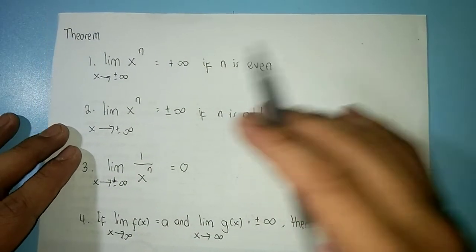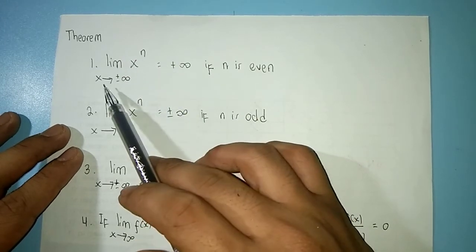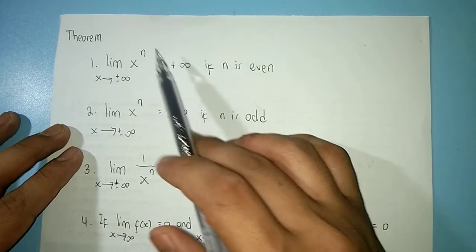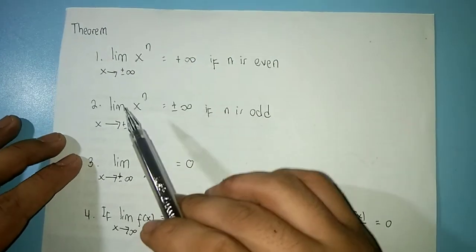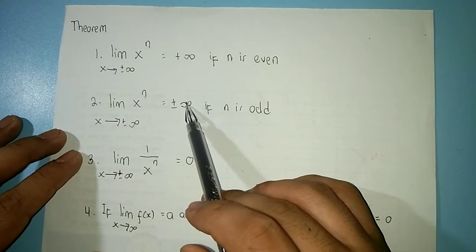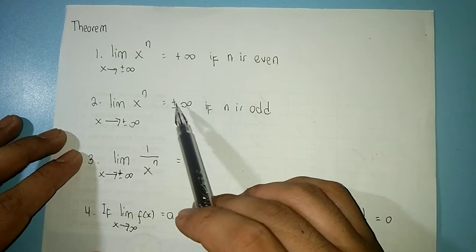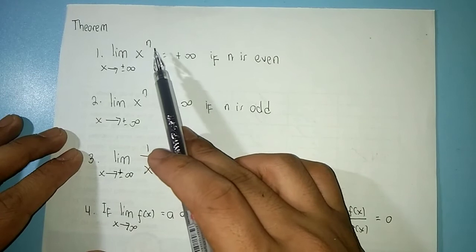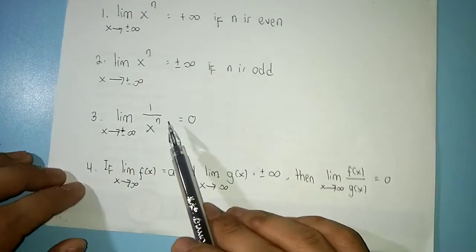Now let's have the theorem. Tandaan natin, kapag kinuha natin yung limit ng x raised to n as x approaches positive or negative infinity, this is always positive infinity kapag yung n ay even. Pero kapag yung n ay odd, kapag yung x approaches positive infinity, then positive infinity yung limit. Pero kapag yung x approaches negative infinity, yung limit niya ay negative infinity kapag odd. Pero kapag even, palagi na siyang positive infinity. Wala nang pagtatalo doon. Kahit ano pa, kung positive or negative infinity pa yan.